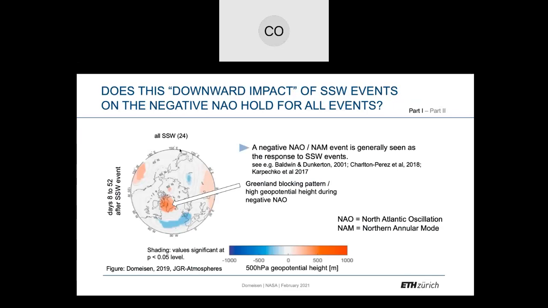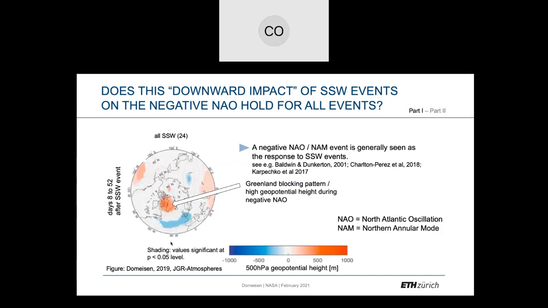Now, it turns out it's not quite that easy, unfortunately. But in general, if we average over all events, notice here is 24 events, we see exactly the pattern we would expect. This is the negative NAO associated with blocking over Greenland, and then lower geopotential heights coming into Europe over the more southern part of the North Atlantic.